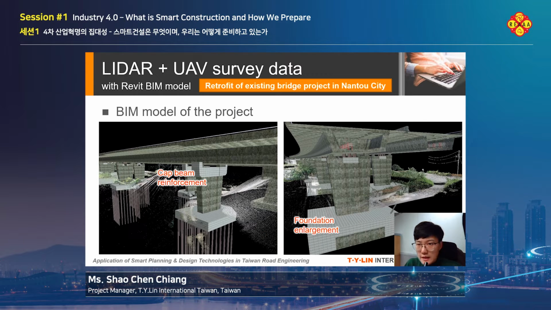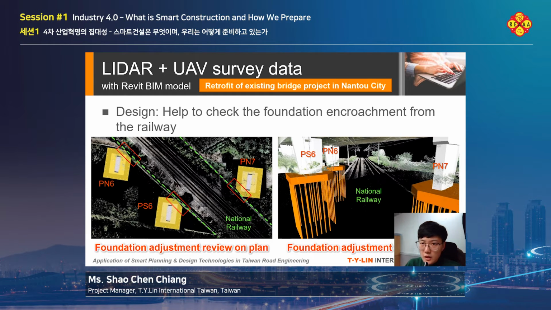The model is then combined with the point cloud data, as shown in the picture here. So you can see the point cloud here and also our Revit model. We use this combined model to check the foundation encroachment from the railway, as you can see from the top view here. And also we can review it in 3D.